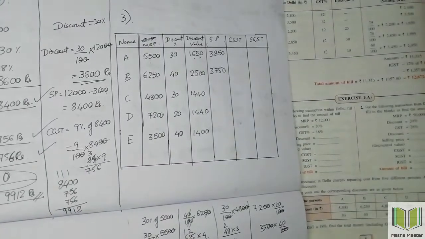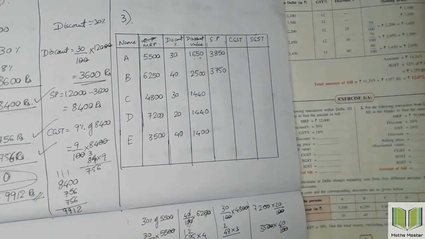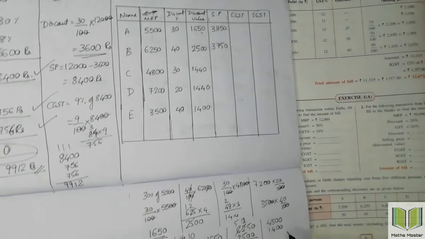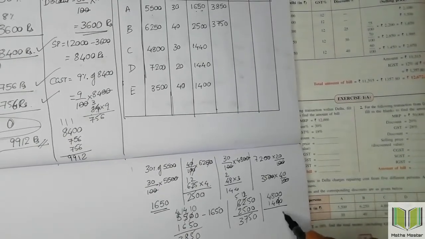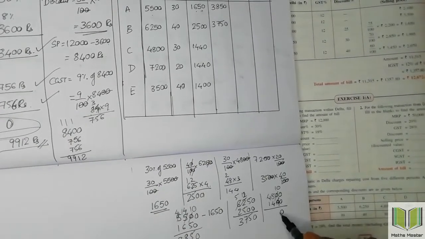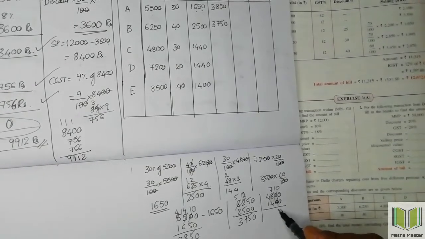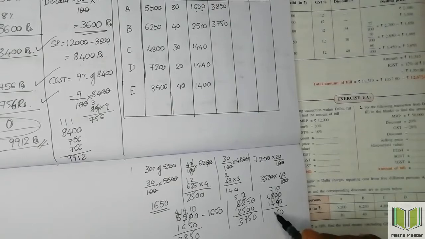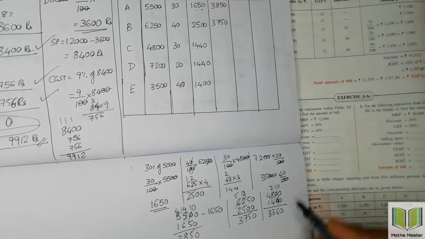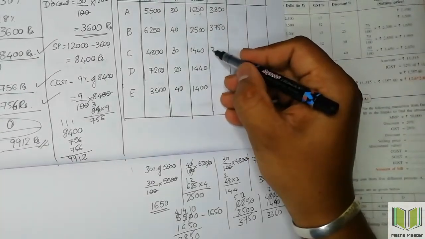And 4800 minus 1400. Sorry, 1440. 0 becomes 10. 10 minus 4, 8 becomes 7. So 10 minus 4 is 6, 7 minus 4 is 3, 4 minus 1 is 3. 3360.